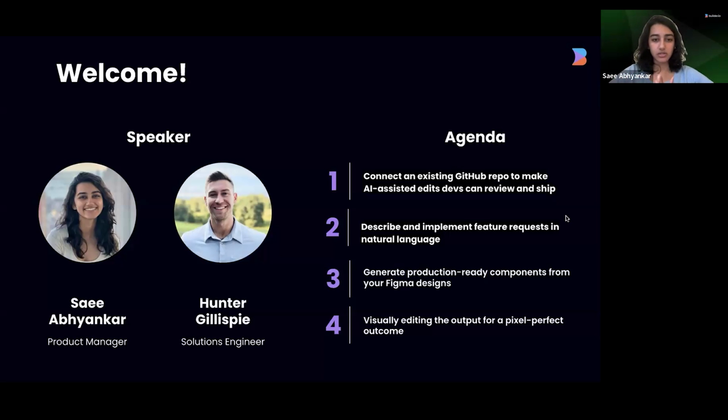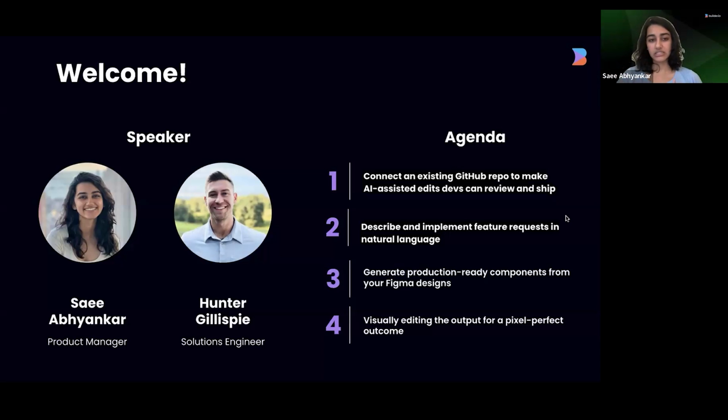I want to take a quick look at what we're going to be covering today. So first off, we're going to be looking at how to connect an existing GitHub repository, that is an existing code base, and make edits to it using AI that will then result in a pull request or a piece of code that devs can review and ship.